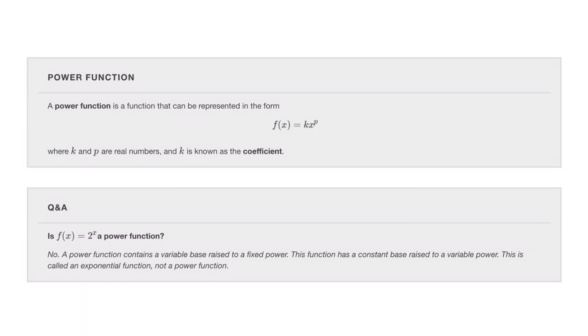So they'll let p be a real number. That's fine. Oh, shoot, I didn't prepare this properly. Is f of x equal to 2 to the power of x a power function? No, right? Because that's an exponential function. The thing that describes an exponential function is where the variable is in the exponent. A power function contains a variable raised to a fixed power. This function has a constant base raised to a variable power. This is called an exponential function, not a power function.